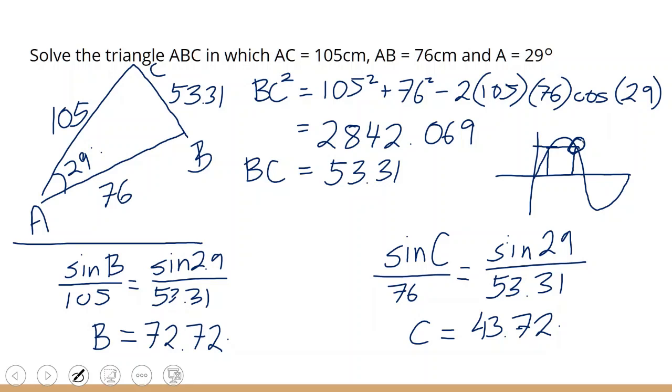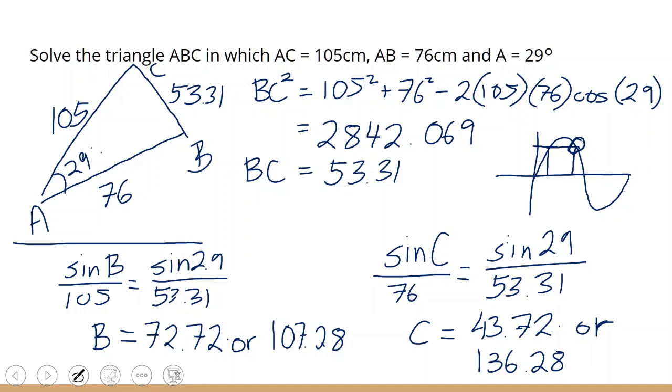So let's go ahead and calculate it. To find the corresponding angle, I just need to do 180 minus the other value. So for B, if I do 180 minus 72.72, I see that the value might also be 107.28. While for C, 180 minus 43.72 is 136.28. Okay.